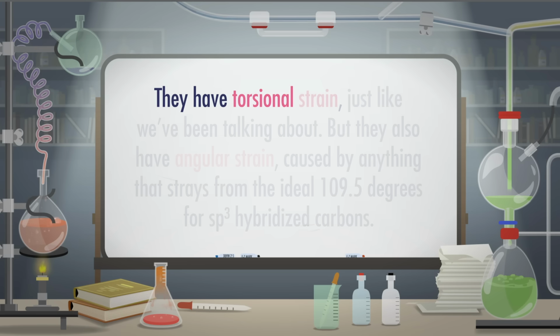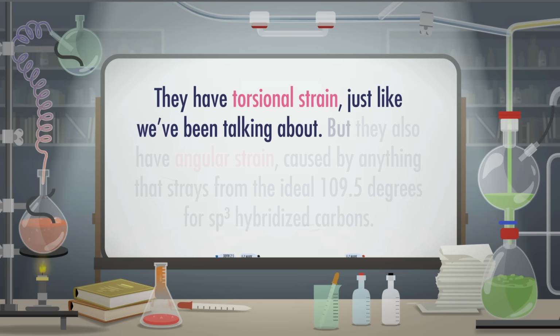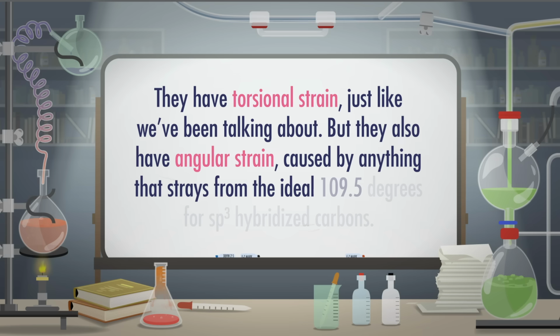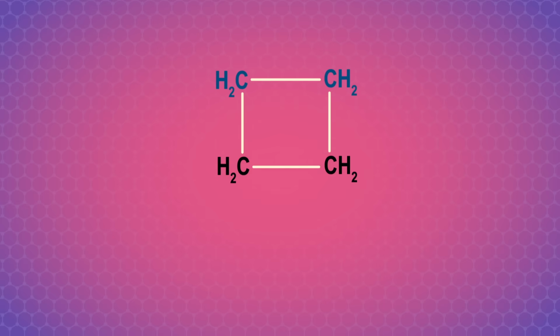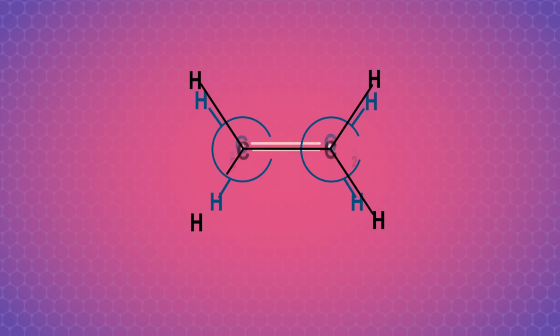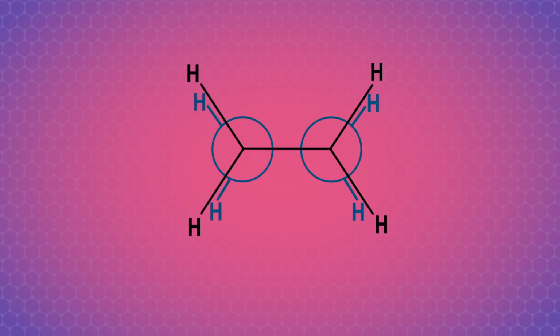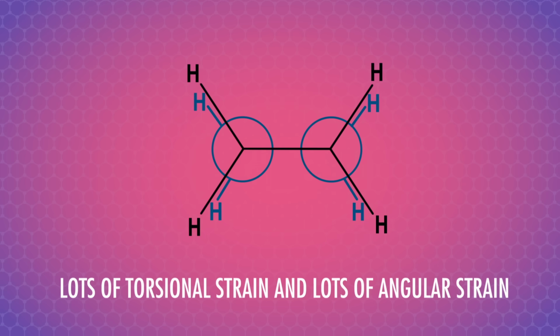Cycloalkanes have some special energy and strain considerations that Newman projections help us to see. They have torsional strain, just like we've been talking about, but they also have angular strain caused by anything that strays from the ideal 109.5 degrees for sp3 hybridized carbons. For example, cyclobutane basically looks like a square, which would give it 90-degree carbon-to-carbon angles. And when we look at its Newman projection, all the hydrogens are overlapping in an eclipsed conformation. So, lots of torsional strain and lots of angular strain.